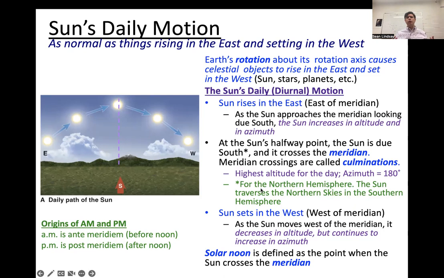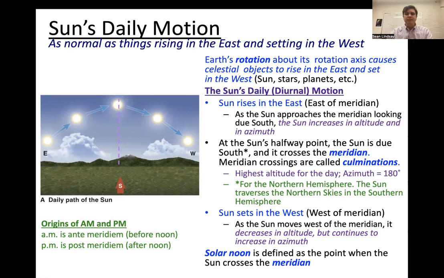Now, one of the things I want you to walk away with is this idea of solar noon. When the sun is on the meridian, that is what we define as solar noon. Prior to us having clocks that could keep time for us, this is how people marked time. You could always go outside and wait for the sun to be due south, its highest point in the sky, and then you know that you're at solar noon. So I could say, hey, let's meet up tomorrow at solar noon. We wouldn't call it solar noon, we would just call it noon.